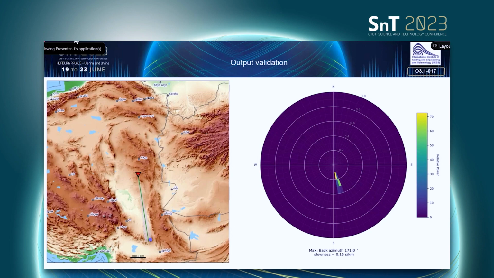As you can see, the main energy points to the slowness 0.15 second per kilometer, corresponding to the regional P phase. And its back azimuth fairly points to the correct position of the synthetic earthquakes. But we can also see a small error in the back azimuth, which is related to the azimuthal direction discretization, and mainly depends on the azimuthal beam size.